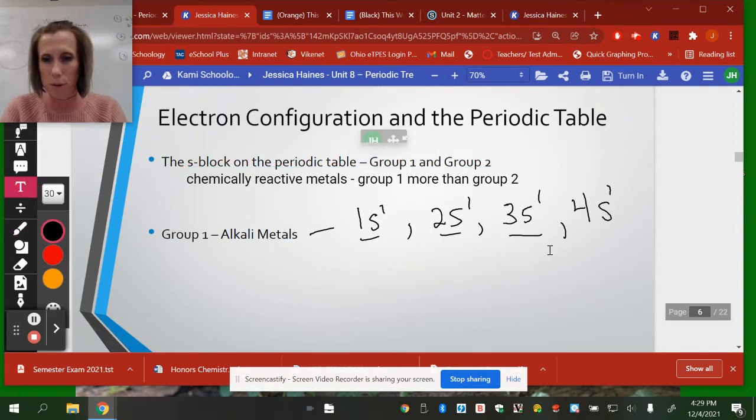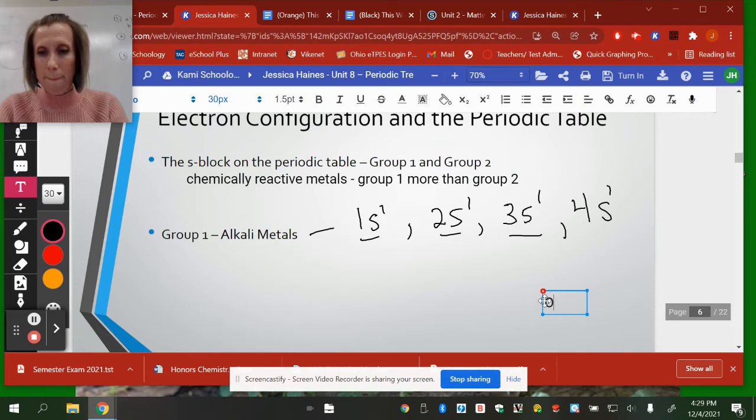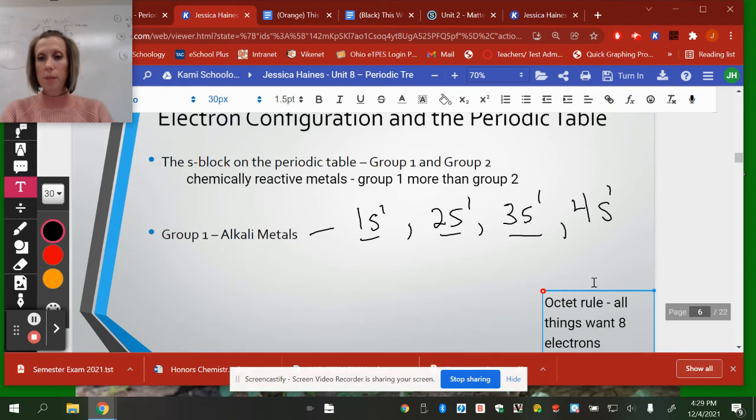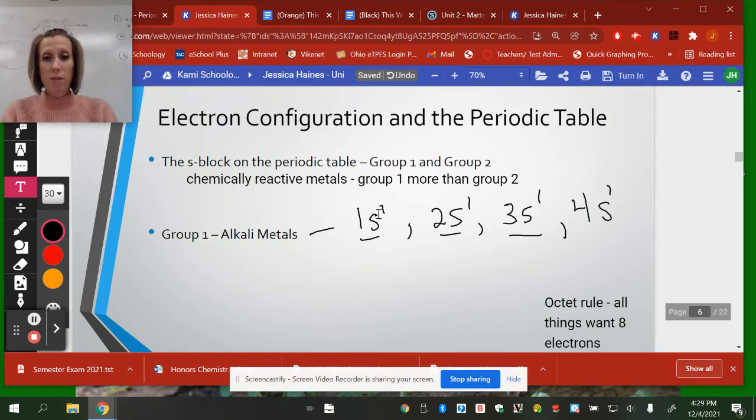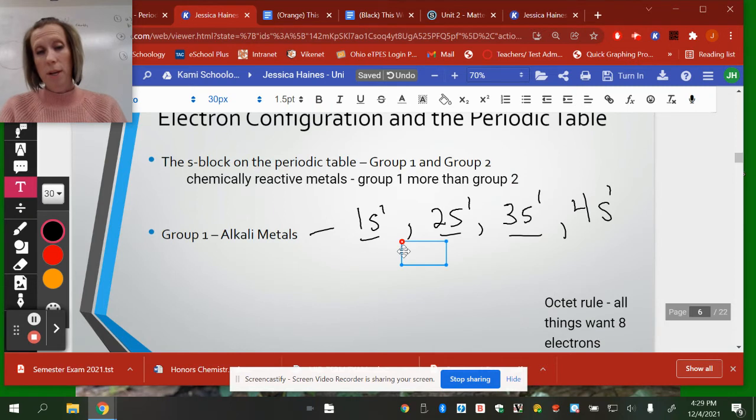Let's put a little note over here about it. Octet rule. All things want 8 electrons. The octet rule says that if there is a number up here at the top that is not 8, which we have a bunch of numbers that are not 8, that element wants more. It wants a full 8.